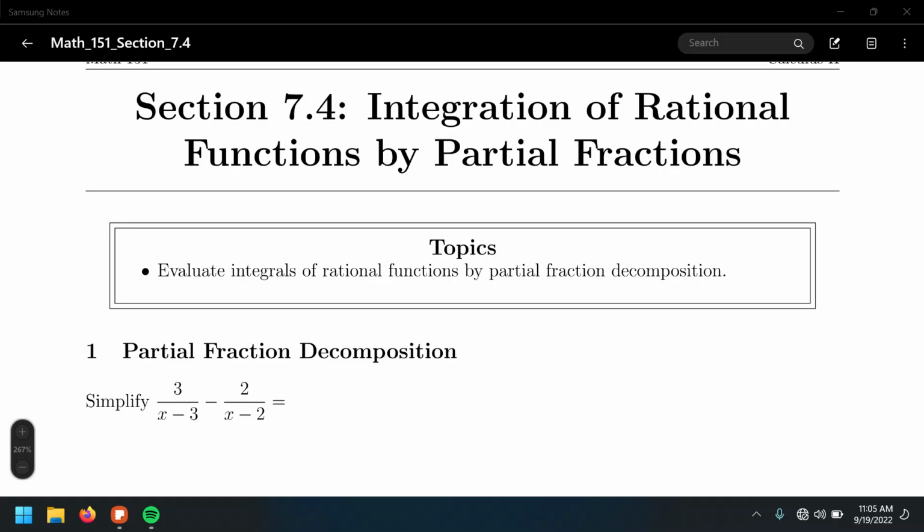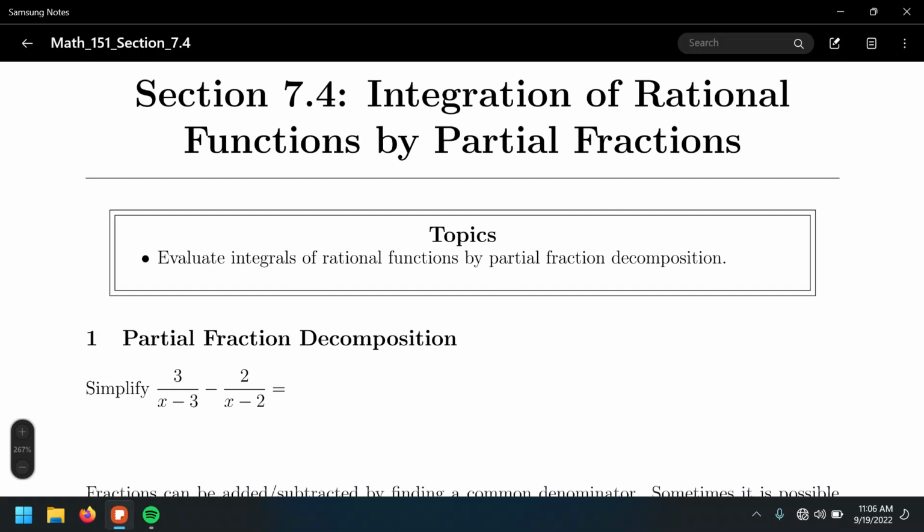Well, so today we'll move on to another section, 7.4, integration of rational functions by partial fraction decomposition. Partial fraction decomposition is a topic that you may or may not have studied back in pre-calculus. In case you didn't, I'm going to go over the whole process, all the details, all the guidelines to perform such decomposition.